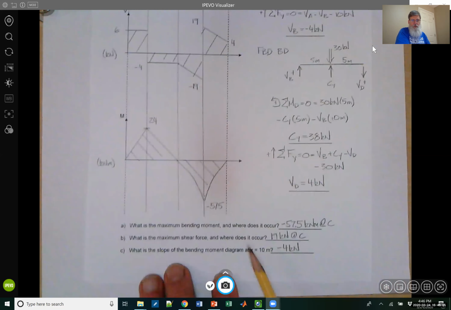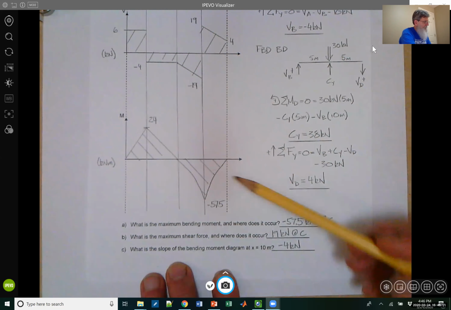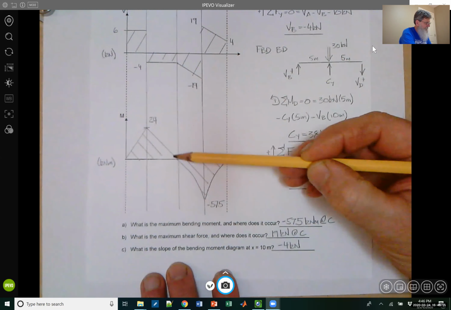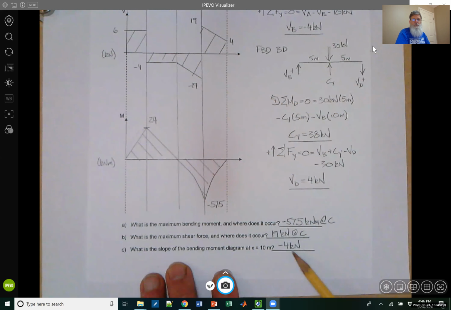And then it asks you, what is the bending moment at X equal 10 meters? The slope of the bending moment at 10 is right here. What's the slope right there at the bending moment? What's the shear, which is negative 4, and has units of kilonewtons.